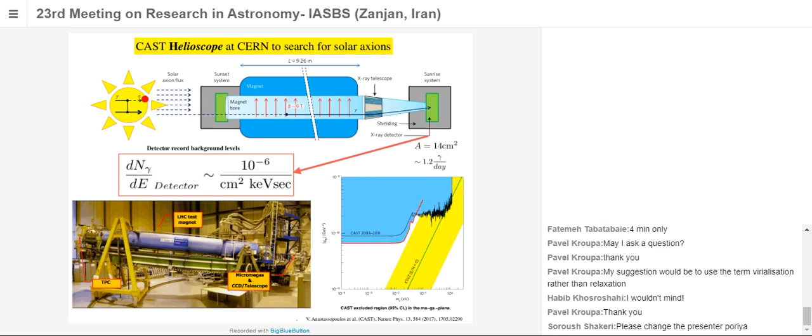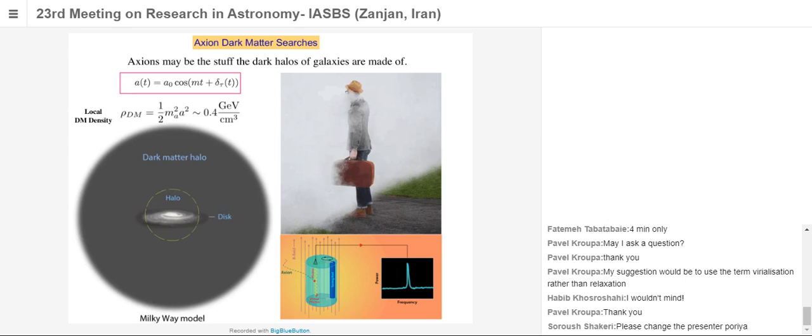The next point, which is very important, is the precision of your detector. The precision of our detector is something like this number, 10 to the minus 6, and the detector records the background level up to this factor. If you have a detector with this effective area, it can record 1.2 photons per day. Based on this sensitivity, people put constraints on the axion-photon coupling versus the mass. You can see this blue region is the good region in terms of the mass. And one of these instruments is located at CERN and uses a spare LHC magnet to construct this instrument.